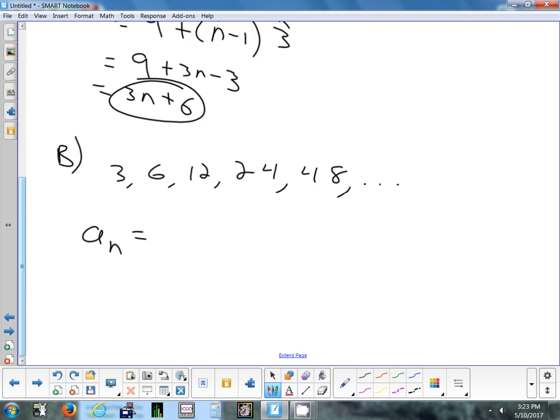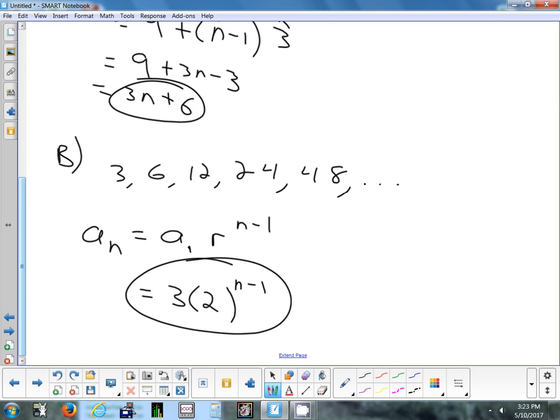Does anybody remember the formula for that? First term times the common ratio to the n minus 1. A sub 1 times r to the n minus 1. So in this case, first term is 3, common ratio 2, to the n minus 1. You cannot do 3 times 2 and write 6. Okay, PEMDAS, you have to do exponents first.